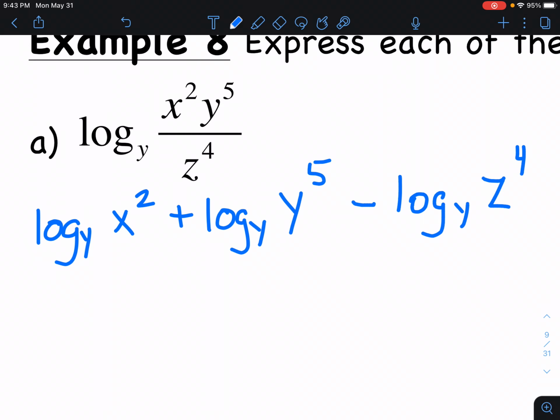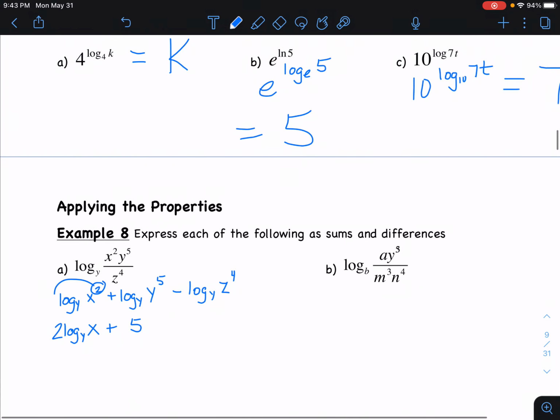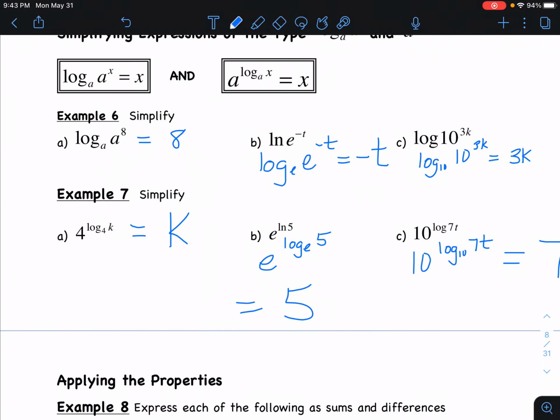Now, I do need to try to simplify. I'm not just going to leave it like this. So I'm going to use some other properties as well. When we have log answers, we typically don't want to leave our answers with exponents. So this guy's going to move out in front. So this is 2 times log base y of x. Bring down your plus. Now this guy here, log base y of y to the 5th, that's just going to be 5. It's a property we just learned on the previous page, the property on the top left here.